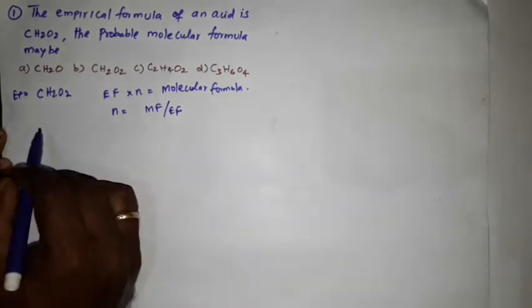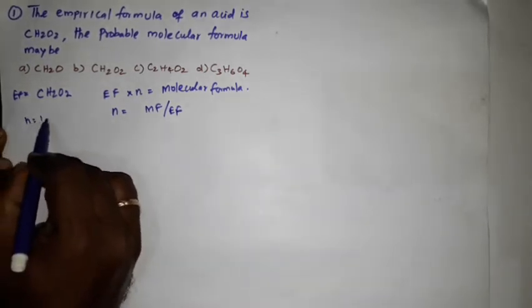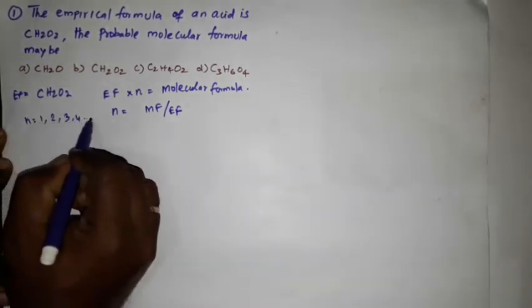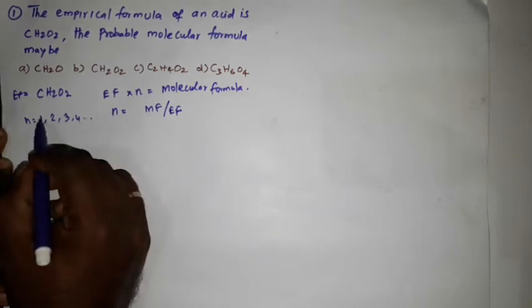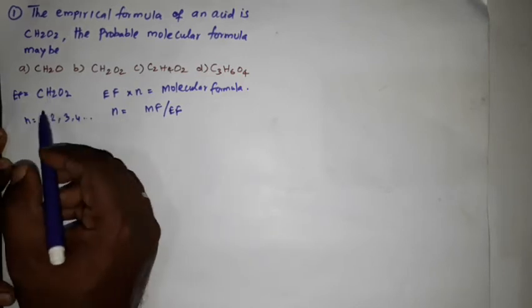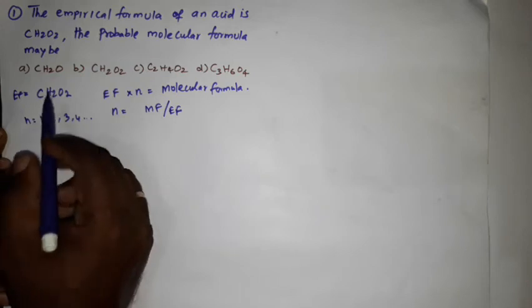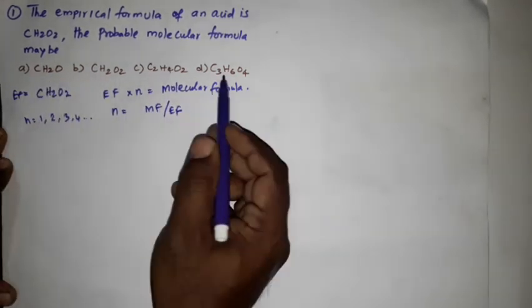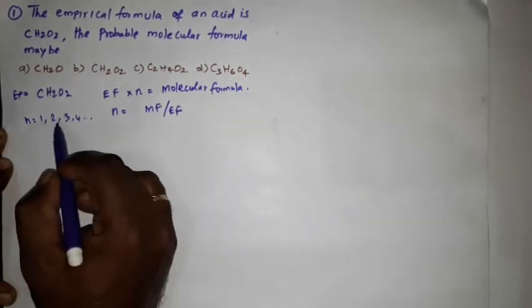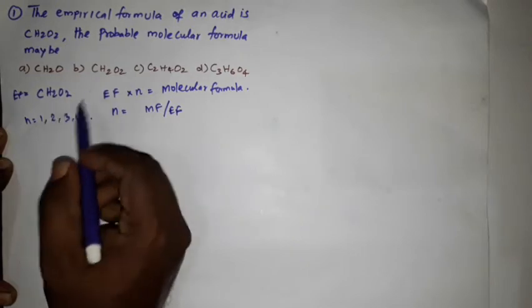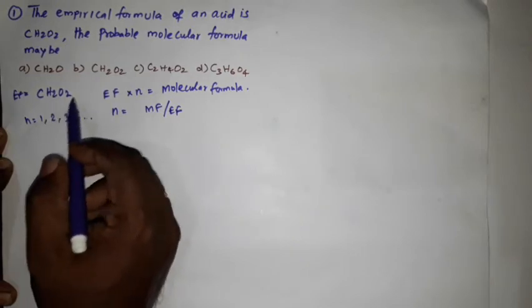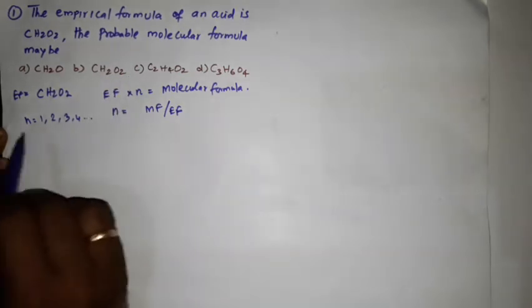So approximately keep the number n equal to 1, 2, 3, 4 like that. So apply each number and you will get the answer. If you apply 1, what is the answer? If no answer comes, then go for 2. If that also gives no answer, then go for 3. Anyway, you will get one correct formula.